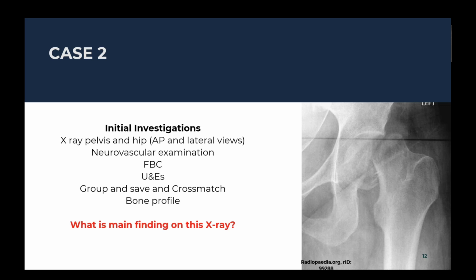Yeah, so you would do an X-ray pelvis and hip, AP and lateral views. Then you would do a neurovascular exam and FBC, UNEs. Again, group and save and cross match just in case they need surgery. And you would do a bone profile because it's an elderly woman, postmenopausal. Okay, so what is the main finding that you can see on this X-ray?